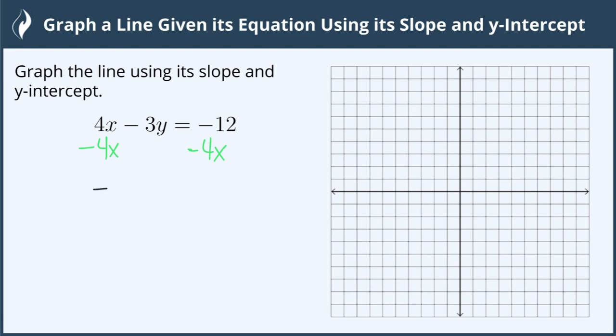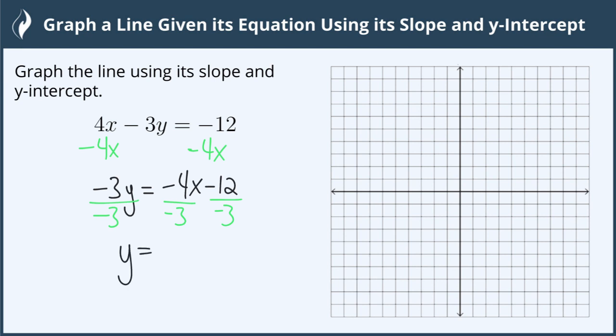Now that leaves us with negative 3y equals negative 4x minus 12. Notice that it's a negative 3y because the original problem had minus 3y in it. That means in order to get the y by itself, we need to divide by negative 3. Watch your signs when you're doing these. When you divide through by negative 3, the left side's now just y.